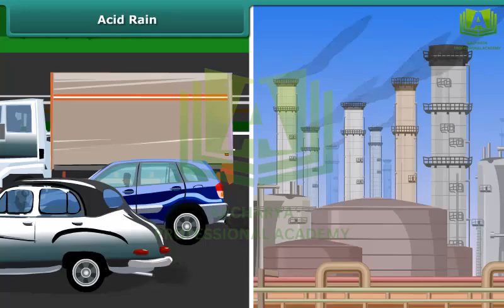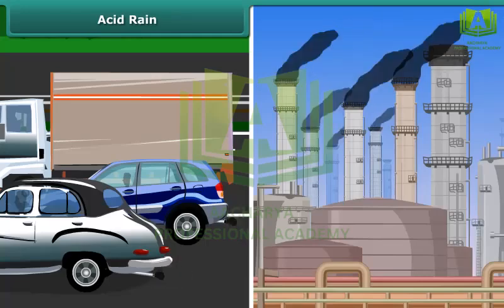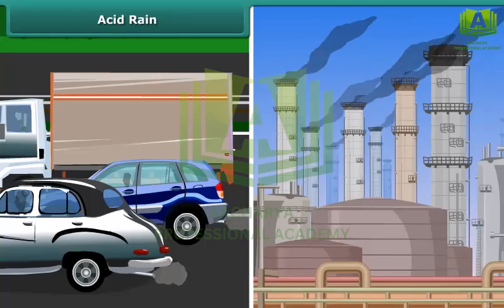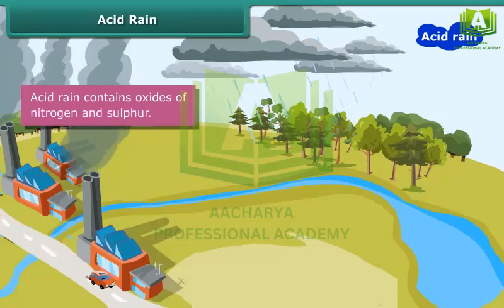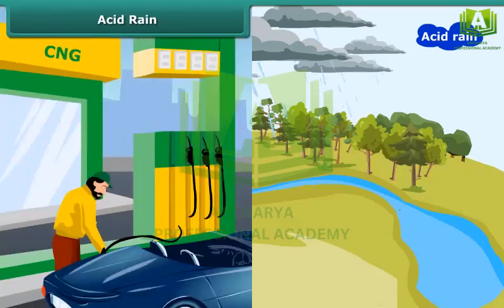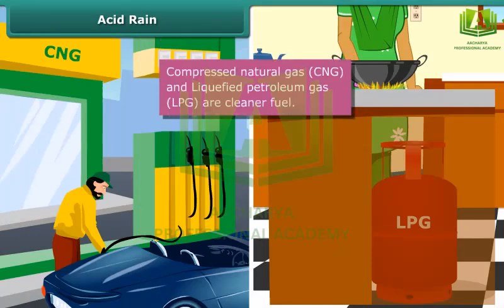Industries and vehicles release toxic gases like sulfur dioxide and nitric oxide into the atmosphere. These gases react with the water vapors present in the atmosphere to form sulfuric acid and nitric acid, which fall as acid rain. What can reduce the acidic rain? Use of clean fuels like compressed natural gas, CNG, and liquefied petroleum gas, LPG, can reduce the acidity of rain.